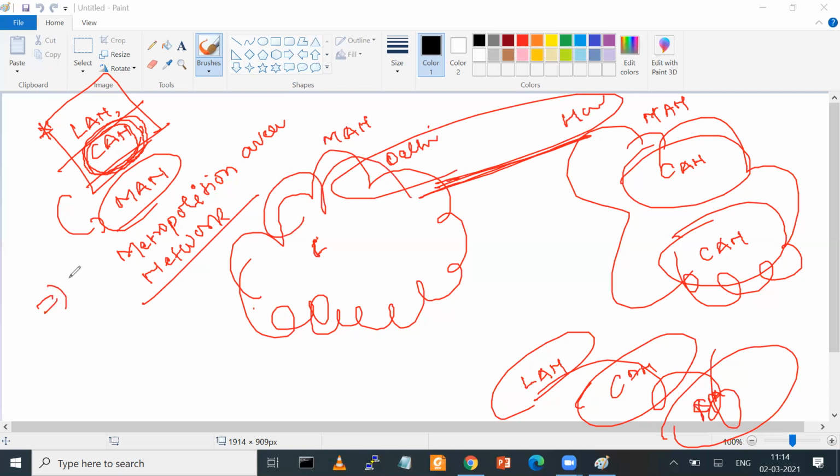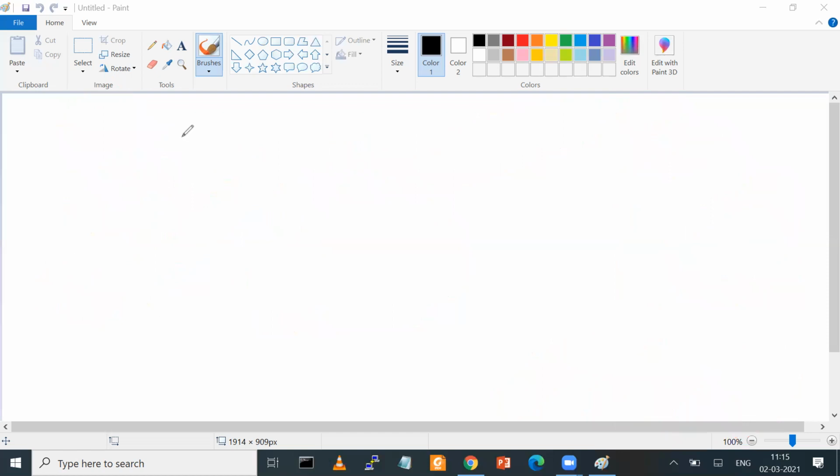So the range of MAN is 100 kilometers. Ideally, if someone asks about the range for metropolitan area network, the geographical range of MAN is 100 kilometers. So if you are using a connection which is having 100 kilometers or within 100 kilometers, we call it metropolitan area network.